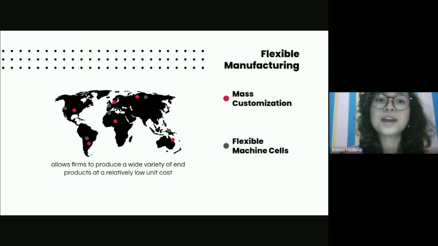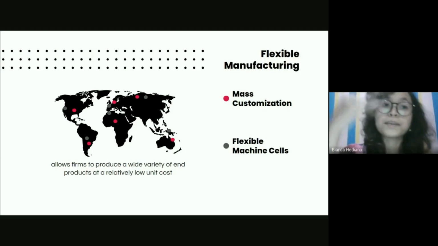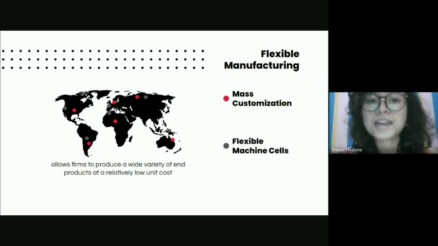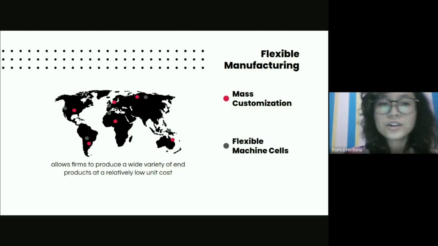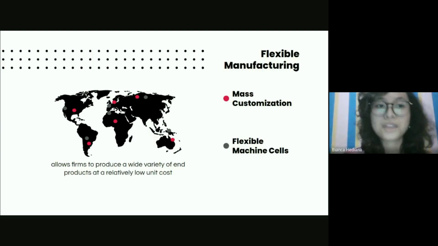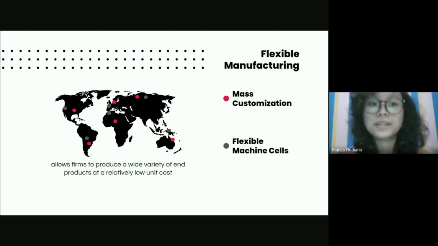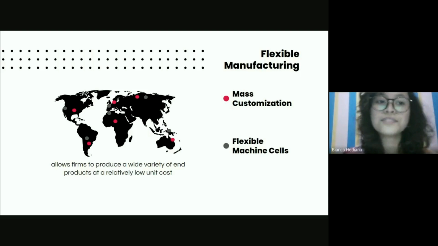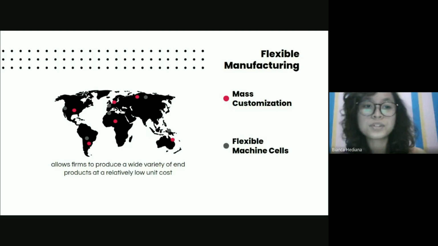The typical cell is dedicated to production of a family of parts or products. The settings on these machines are computer controlled, which allows each cell to switch quickly between the production of different parts or products. Improved capacity utilization and reductions in work in progress, that is, stockpiles of partly finished product, and waste are major efficiency benefits of flexible machine cells.